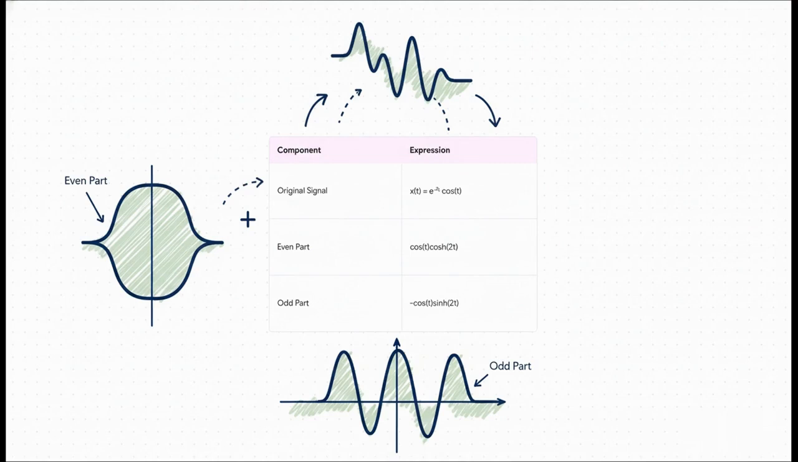But when we plug it into those two formulas we just saw, look what we get. We get these two totally separate components. The even part, which you can see is perfectly symmetrical, is described by something called a hyperbolic cosine. And the odd part with that cool rotational symmetry uses a hyperbolic sine. Now don't get bogged down by the names or the math. The only thing you need to know is that if you graphed these two new pieces and added them up, you would get the original messy signal back perfectly.